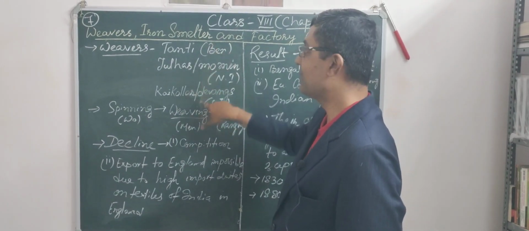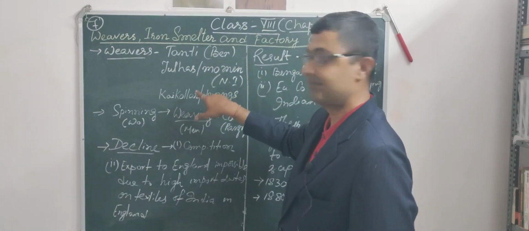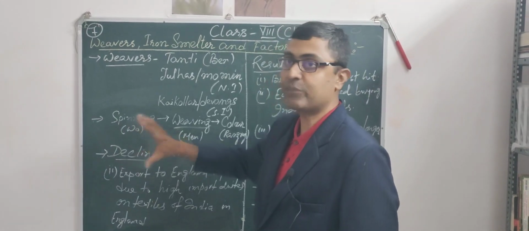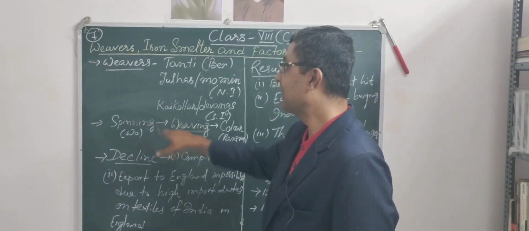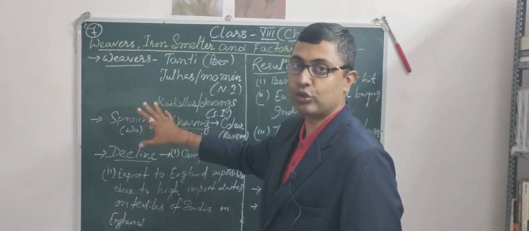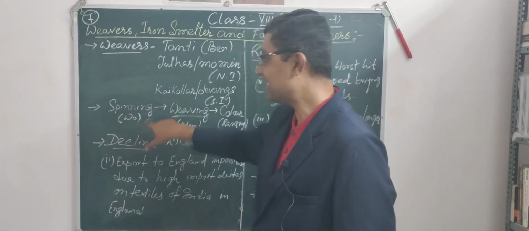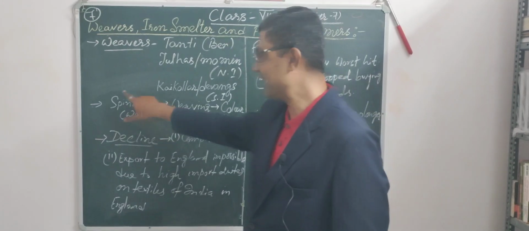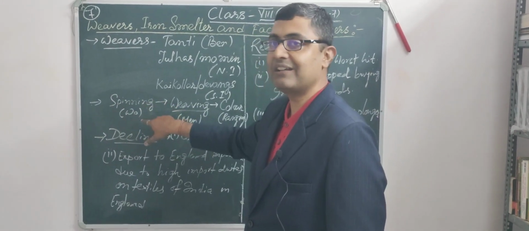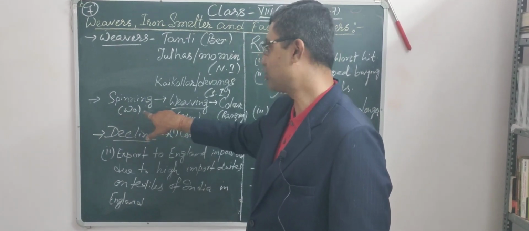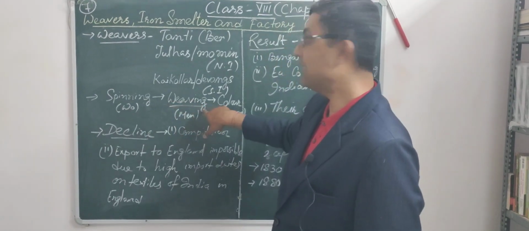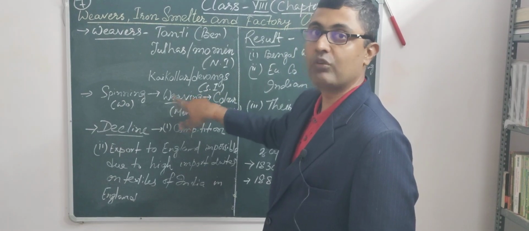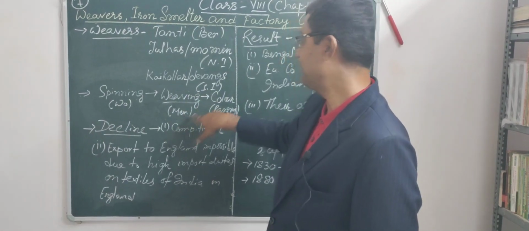So these are the different names of weavers. Now, spinning. What are the procedures in the weaving of a cloth? First, they started spinning, the main part of which is done by the woman in a house. After spinning, the thread went for the weaving. Weaving is done mainly by the men.